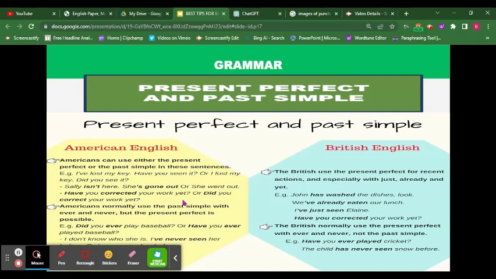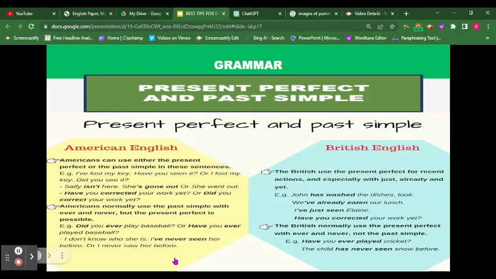Okay, so that is what we find in terms of the differences. On one hand, Americans can use either the present perfect or the past simple, but the British will usually use the present perfect for recent actions. Then, moving forward, we see that Americans normally use the past simple with ever and never, but the present perfect is possible. For example, did you ever play baseball, or have you ever played baseball? You can use any of these options.